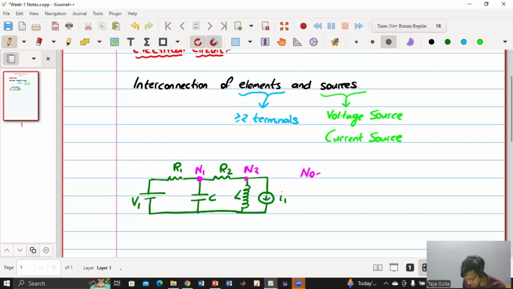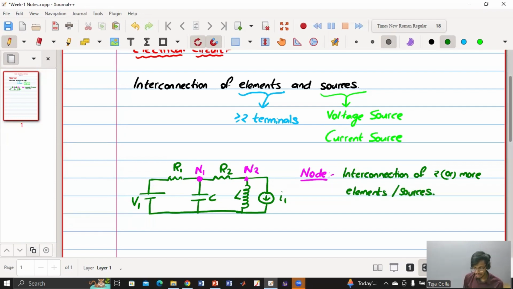So what is a node? A node is an interconnection of two or three elements or sources. So it is an interconnection of two or more elements or sources. Elements slash sources.